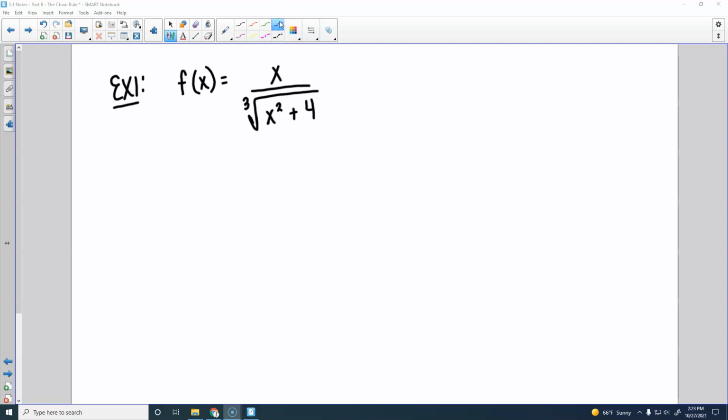All right, so with this problem, you do have two options. If you like alternative ways of doing things, you could do this. If you like quotient rule, I wouldn't even write this down because I'm going to use quotient rule. I just want to show you this other option. You could do x times x squared plus 4 to the negative 1/3 power.